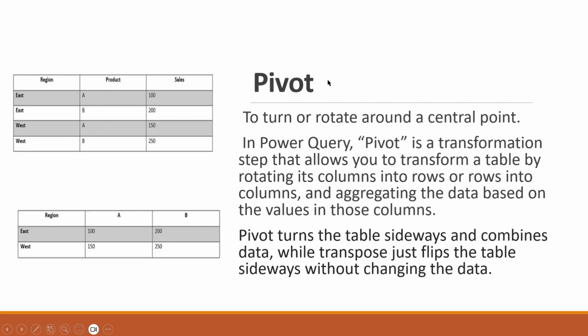Okay, so what is pivot doing? It is turning and rotating around a central point. Okay, so in Power Query Editor, pivot is a transformation step that allows you to transform the table by rotating its columns into rows and rows into columns and aggregating the data based on the values in those columns. So it looks similar to the transpose, but the only difference is here we are aggregating the data. Okay, so the pivot turns the table sideways and combines the data, while transpose just flips the data sideways without changing the data. So in the pivot, we are getting the aggregated values.